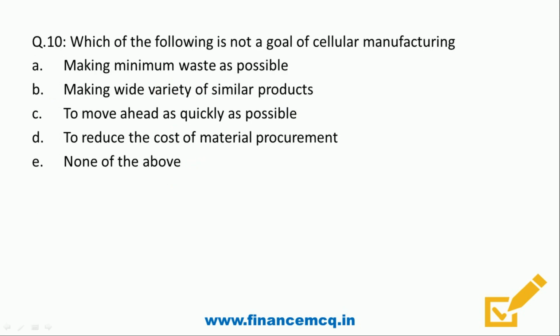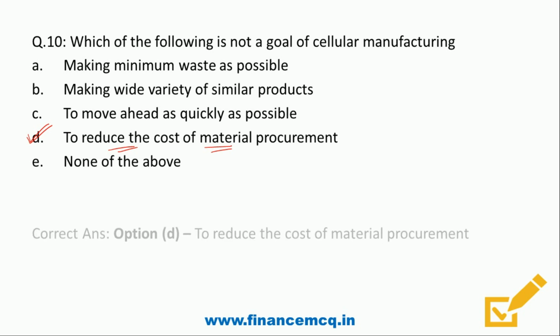Question 10. Which of the following is not a goal of cellular manufacturing? Option A making minimum waste as possible, option B making wide variety of similar products, C to move ahead as quickly as possible, D to reduce the cost of material procurement, or option E none of the above. So yes, can you tell me the correct answer? Friends, the correct answer is option D to reduce the cost of material procurement, because who has the responsibility of looking into this matter? The responsibility of the material purchase department and not that of a manufacturing department. So here option D is the correct answer.